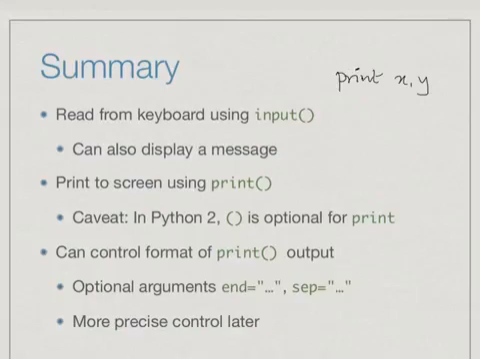And what we saw is that with a limited amount of control, we can make print behave as we want. We can specify what to put at the end. In particular, we can tell it not to put a new line, so continue printing on the same line. And we can separate the values by something other than the default space character.